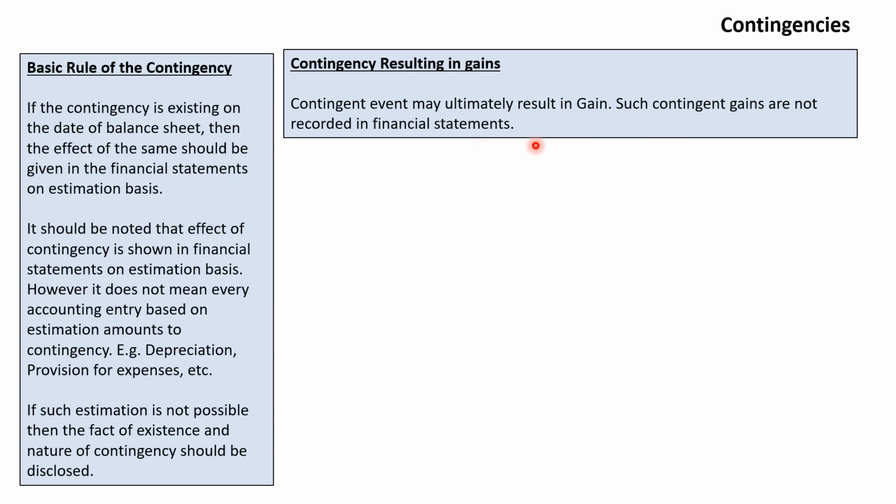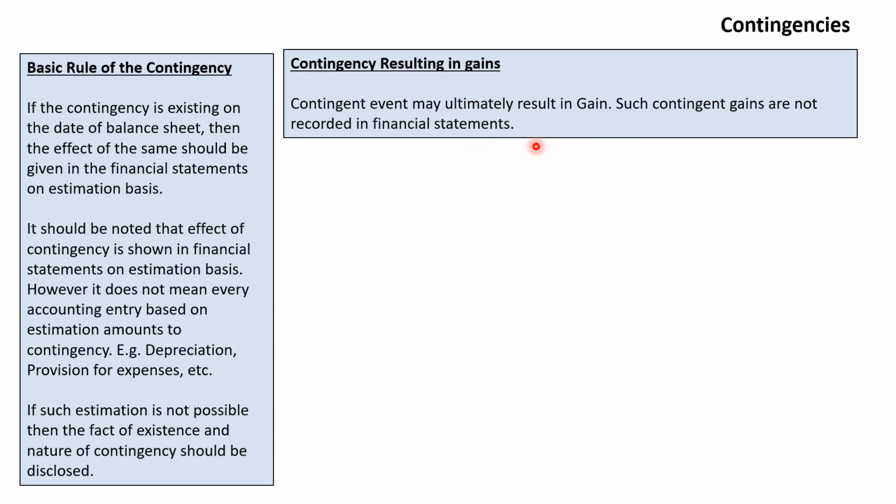This is anyway the concept of prudence, which is already taught to us many times. So prudence demands that contingent gains are not to be recorded. So contingent events should be recorded, but if the contingent events are going to result in gains, then such gains need not be estimated and such estimated gains need not be accounted. They need not be disclosed.